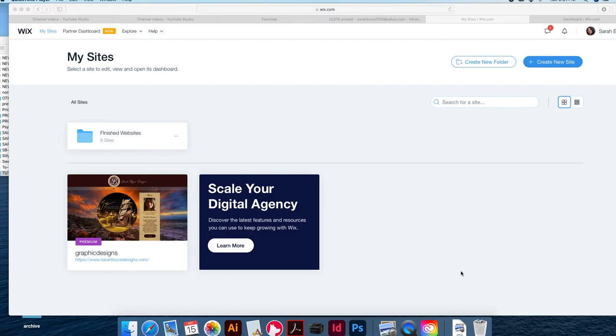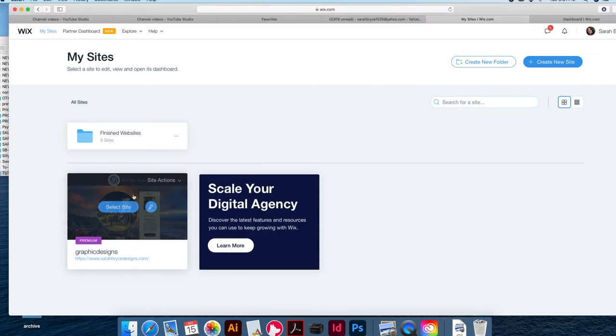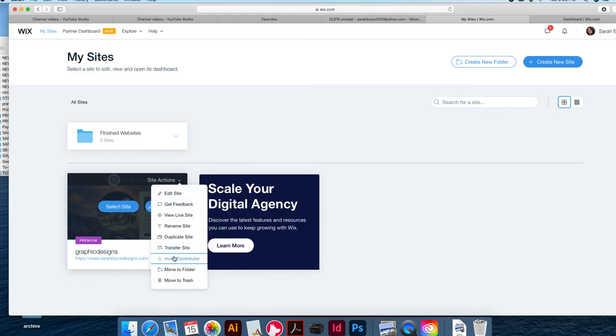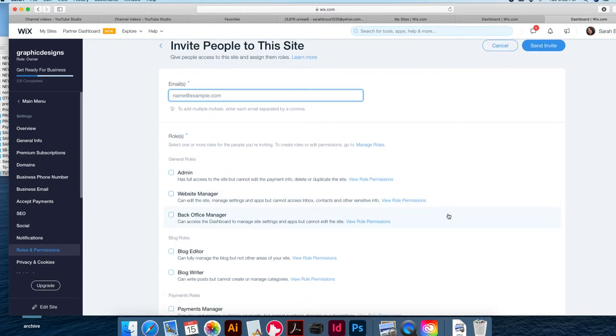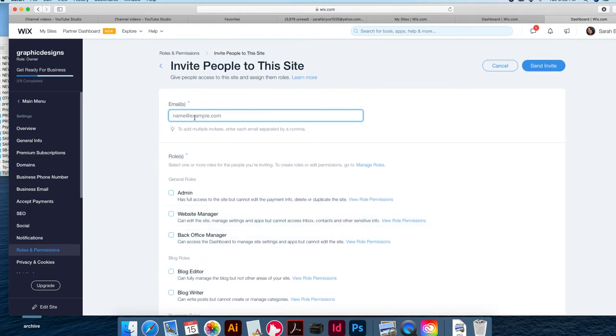add someone as a contributor is you log into your Wix site and you come to the icon or the image that is of your site, and you go to Site Actions and down to Invite Contributor. Invite people to this site. So you would put in the email address of the person who you're inviting.